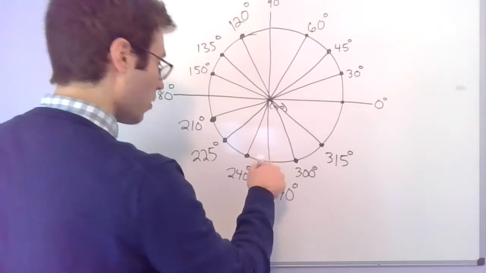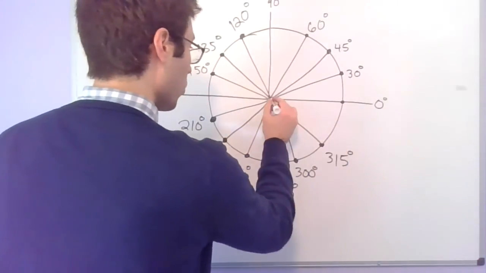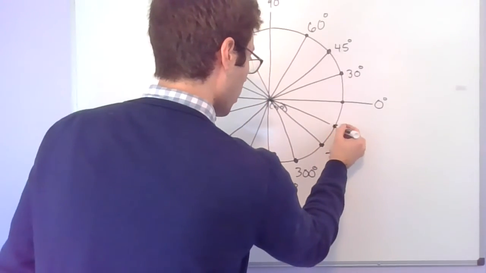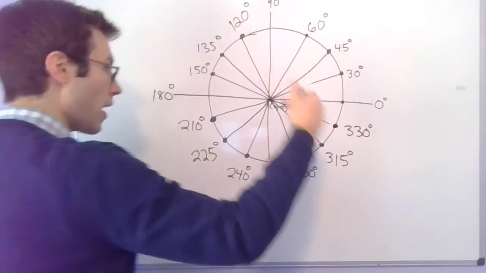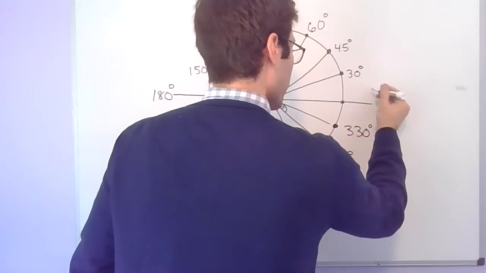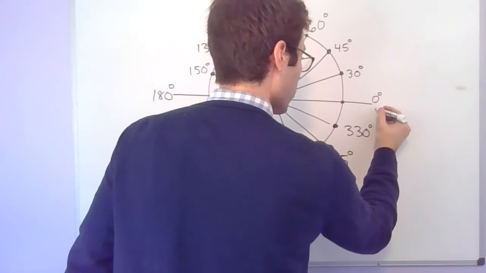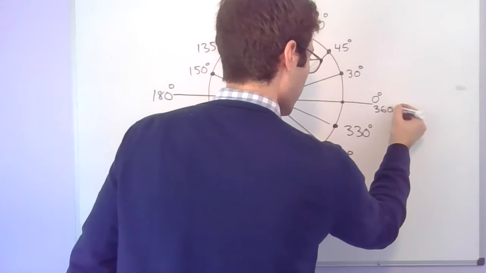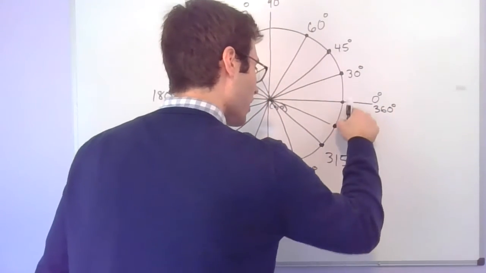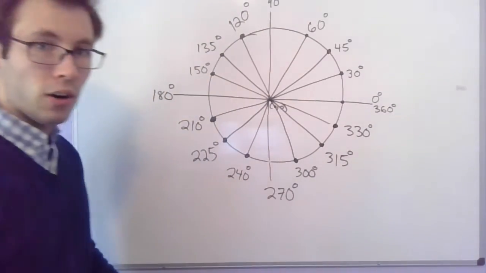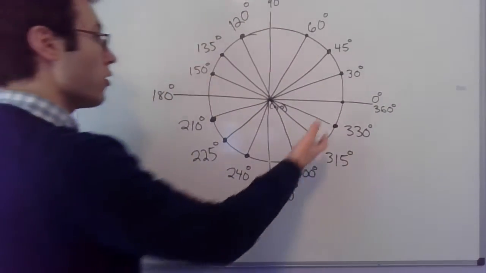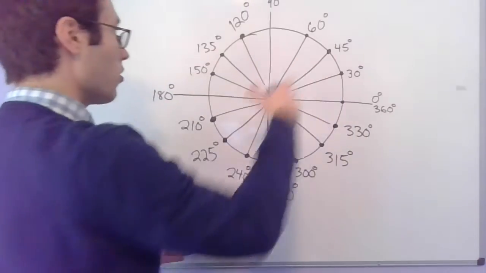270 plus another 60 would be, right here, 330 degrees. And then we cycle back through again. So this would be our 0 degree mark. This would be 360. And what we see here is our 30 degree difference right here. And so we're good. Okay, so that's how we create our unit circle in terms of degrees right here.